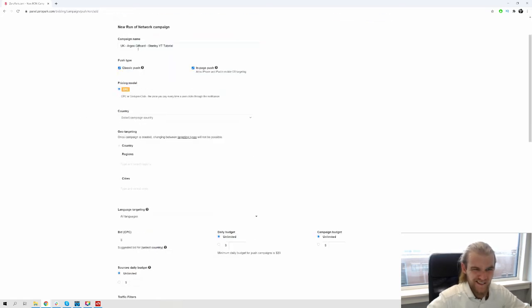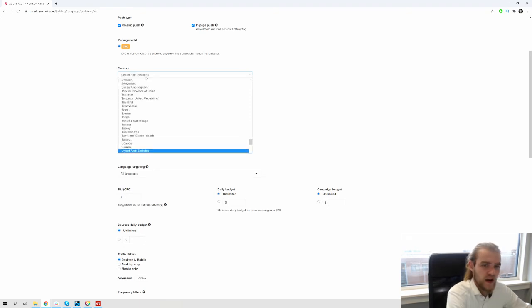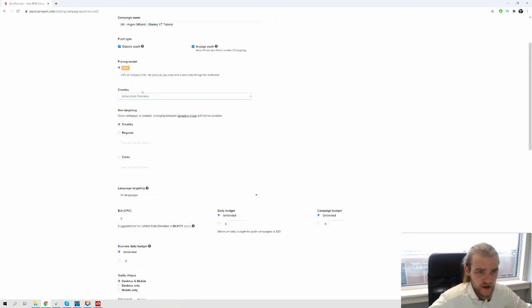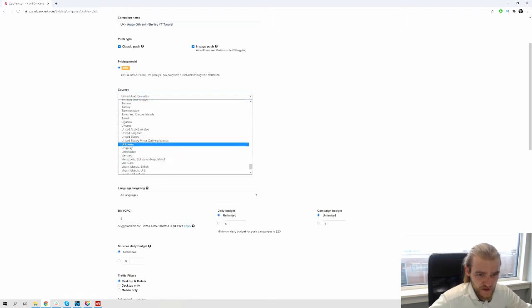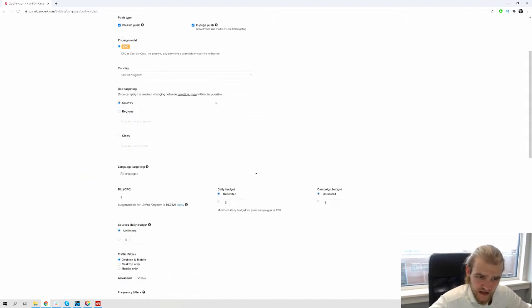So I don't remember this offer exactly, but I believe it was like a voucher of an X amount of money that you can spend at Argos, a gift card basically. For sort of a sweepstakes. So we are going with the classic push and in-page push. Sure, we'll do both. We're going to go with CPC, and we are going to run in the United Kingdom since Argos is a store, a grocery store in the UK. And let's see, geo-targeting on country, yeah, we already have that. I don't want to specify on regions and cities, so that's all fine.